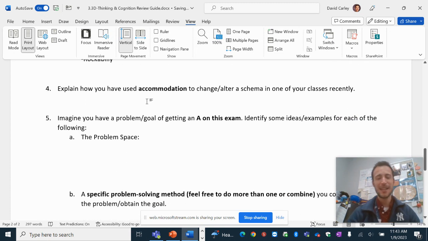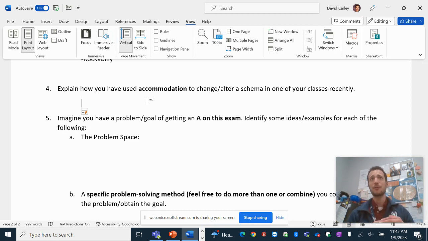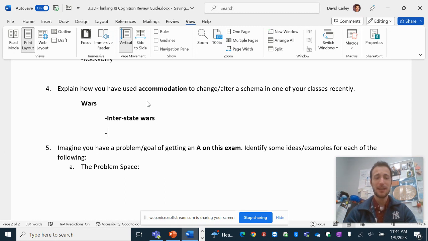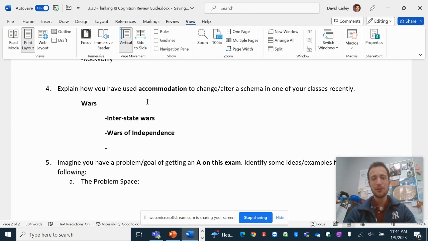Accommodation is not necessarily subtracting from the schema, but it's kind of narrowing your schema in light of new information. I think we were talking about the Civil War today. Maybe you're learning about wars. You have the schema of war, and usually you think of interstate wars. And then you know about wars of independence, which were kind of part of interstate wars. But then you learn about this new kind.